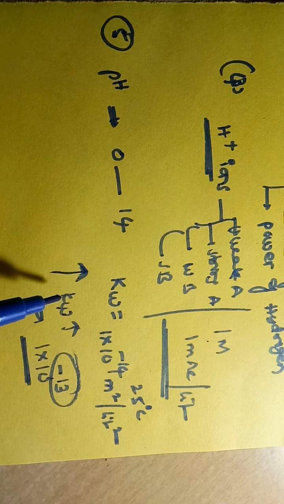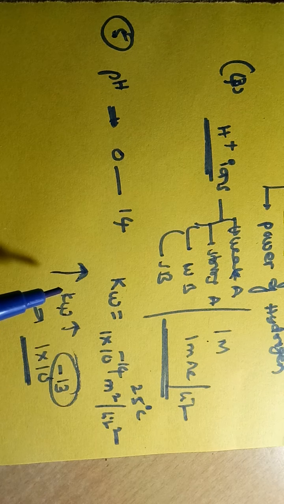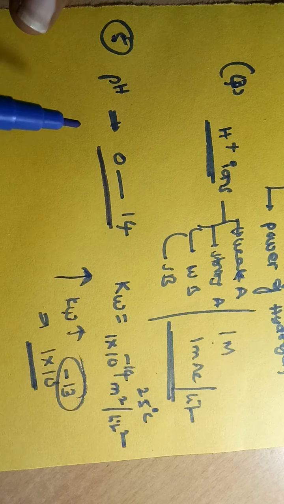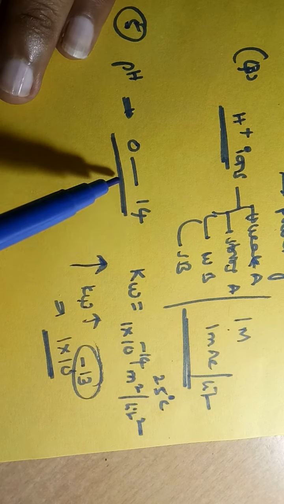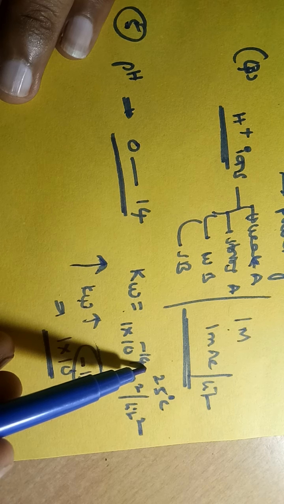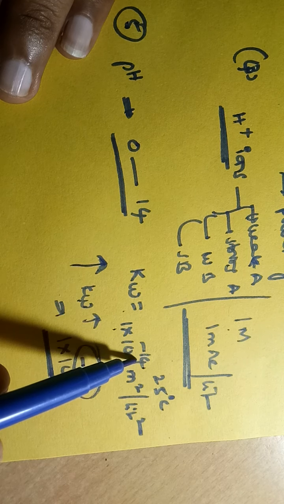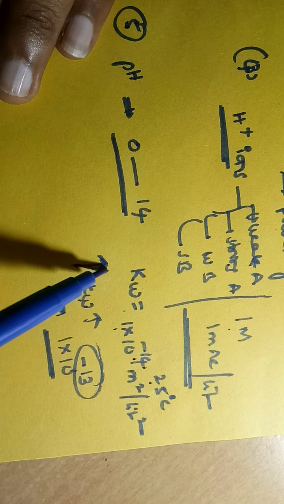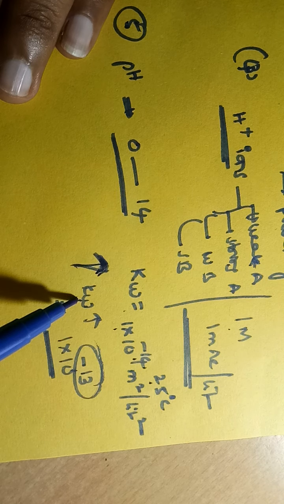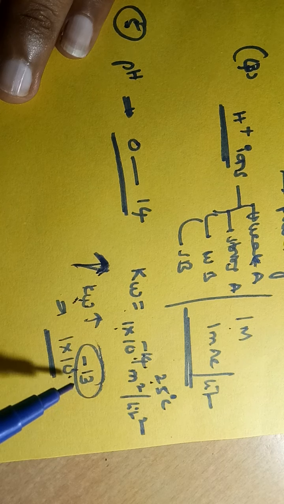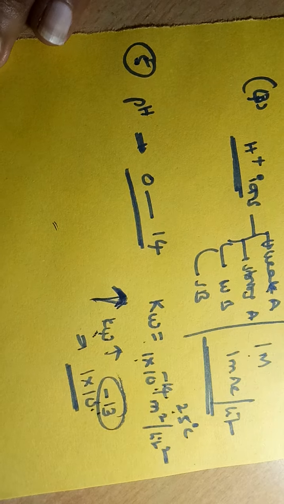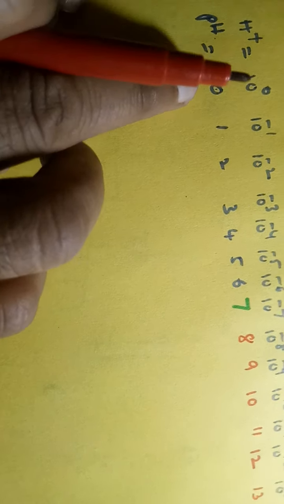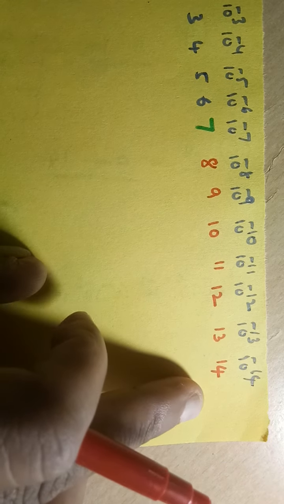In general, in all books it is present from 0 to 14 only. But we should keep this concept in mind: the pH scale depends upon the Kw value. Kw value at 25 degrees centigrade is 1 into 10 to the power minus 14. If temperature increases, Kw value also increases, so this negative power decreases. If we get 10 to the power of minus 13, then we get pH from 0 to 13. Normally pH values are present from 0 to 14.